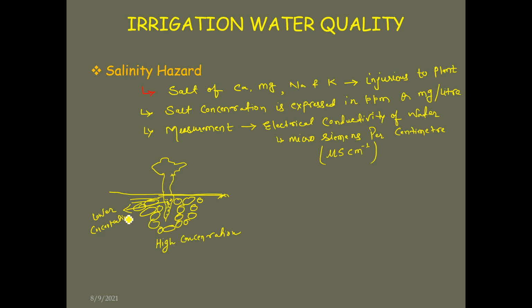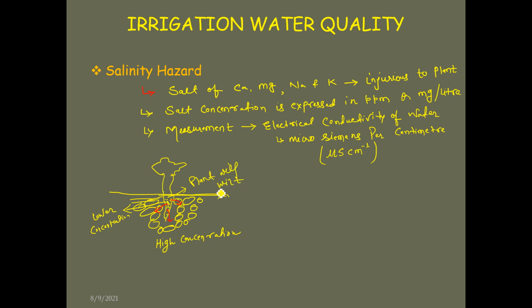So we know the osmotic pressure of the soil will increase and the water will flow from the root to the soil. It means the water will flow from inside to the outside of the root. Even if water is present in enough quantity in the soil, the plant will wilt.